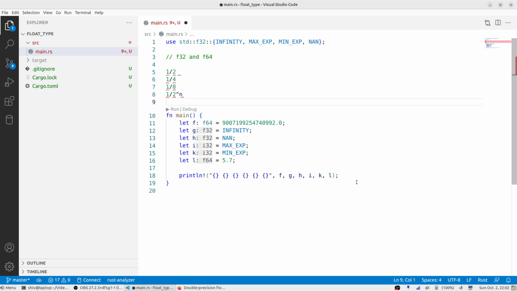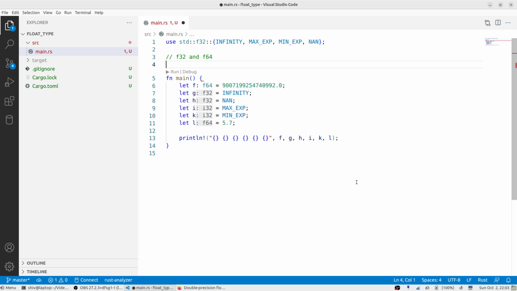Any other number, for example, 1 by 3 will not terminate in binary. 1 by 5 will not terminate. 1 by 7 will not terminate in binary. 1 by 6 will not terminate because the prime factor 3 of the denominator 6 is not part of the binary number system's prime factors. So it will not terminate. That is how you convert a fraction into binary.